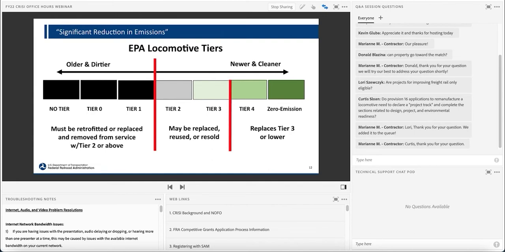So if you wanted to replace your older locomotives, you potentially could purchase tier 2 locomotives to replace a non-tiered, tier 0 or tier 1 locomotive, but those older locomotives would need to be removed from service. And as part of this process, you'll want to let us know inside your application an estimate of what your emissions reductions would be. And of course, we're talking about the EPA criteria emissions.